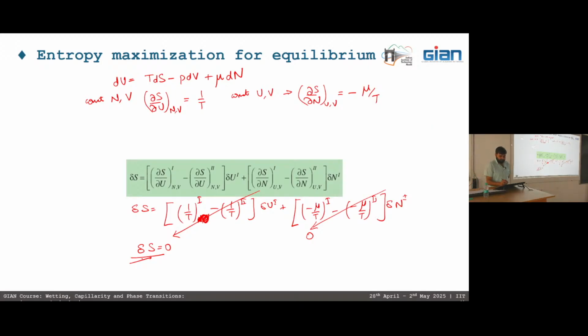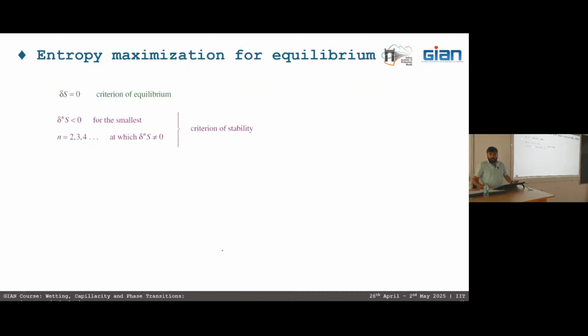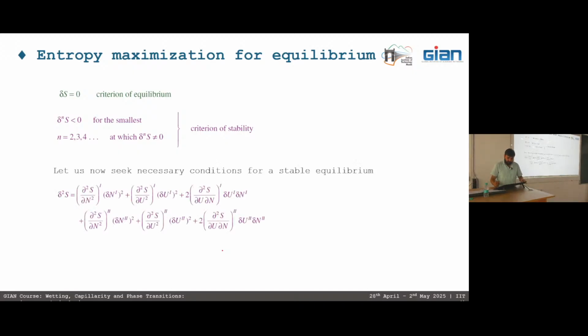So delta S is 0 when the point is at equilibrium. It means that our system is in equilibrium. Now to see if the system is stable or not, we have to further check if this is a point of maxima, because entropy has to be maximized. So then we take the next derivative. The next derivative was del 2S, and we write it as a sum of del 2S for subsystem 1 plus del 2S for subsystem 2. It is given in this equation.